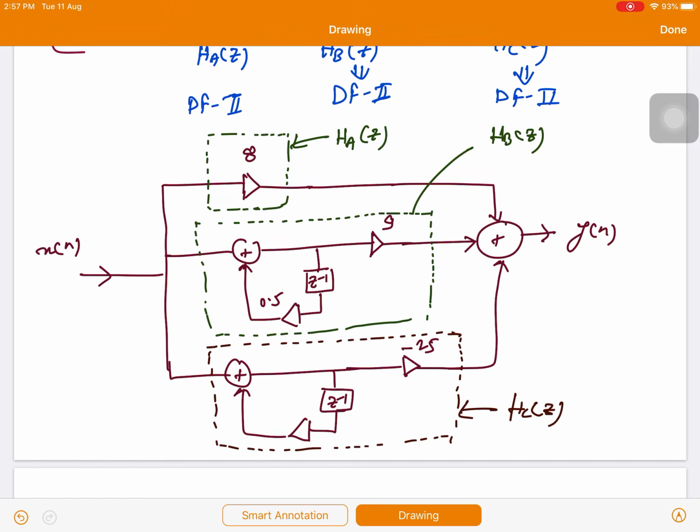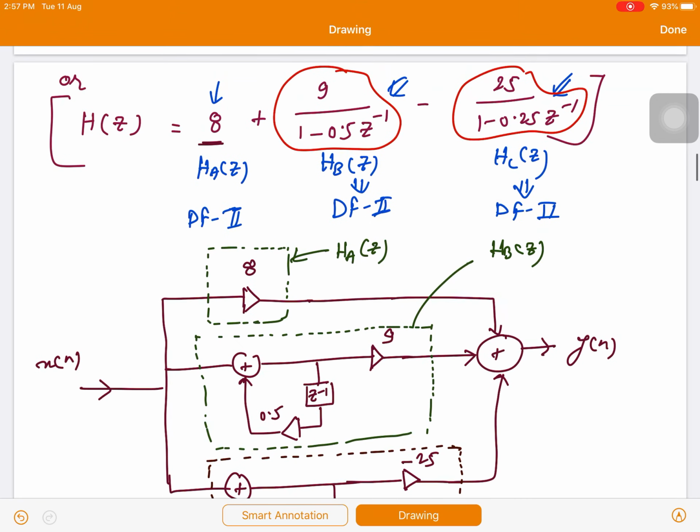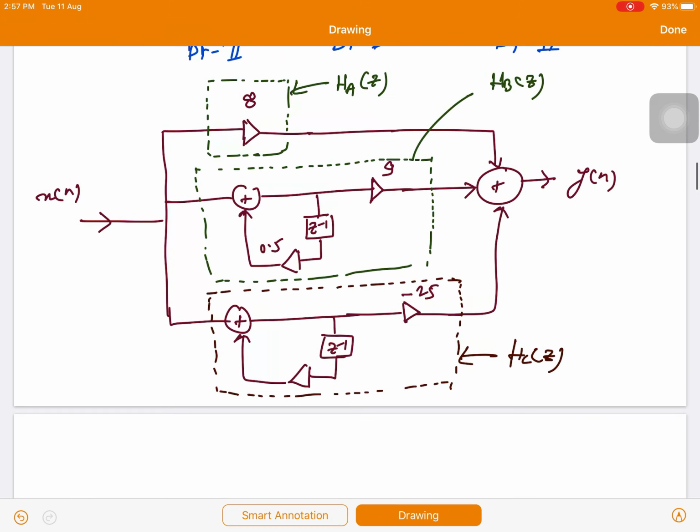Okay, so please keep in mind I have drawn this directly for H(z), Hb(z) and Hc(z). Always remember the arrow, from where it is coming.